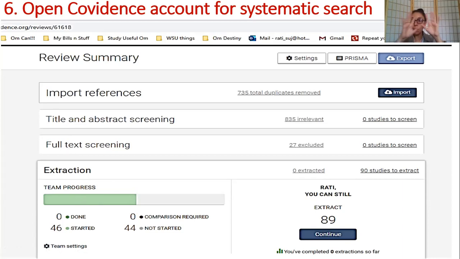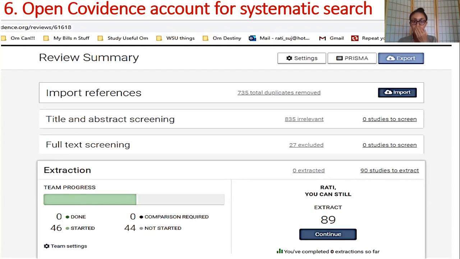And all of this is done blinded, independently by two reviewers. And then if there are any conflicts, meaning if reviewer A has said, myself, that articles 2, 4, and 7 should be included in the systematic review, but you say, no, articles 2 and 4 should not be included, 7 is fine, then a third person can come in, a senior researcher, and can resolve these conflicts.